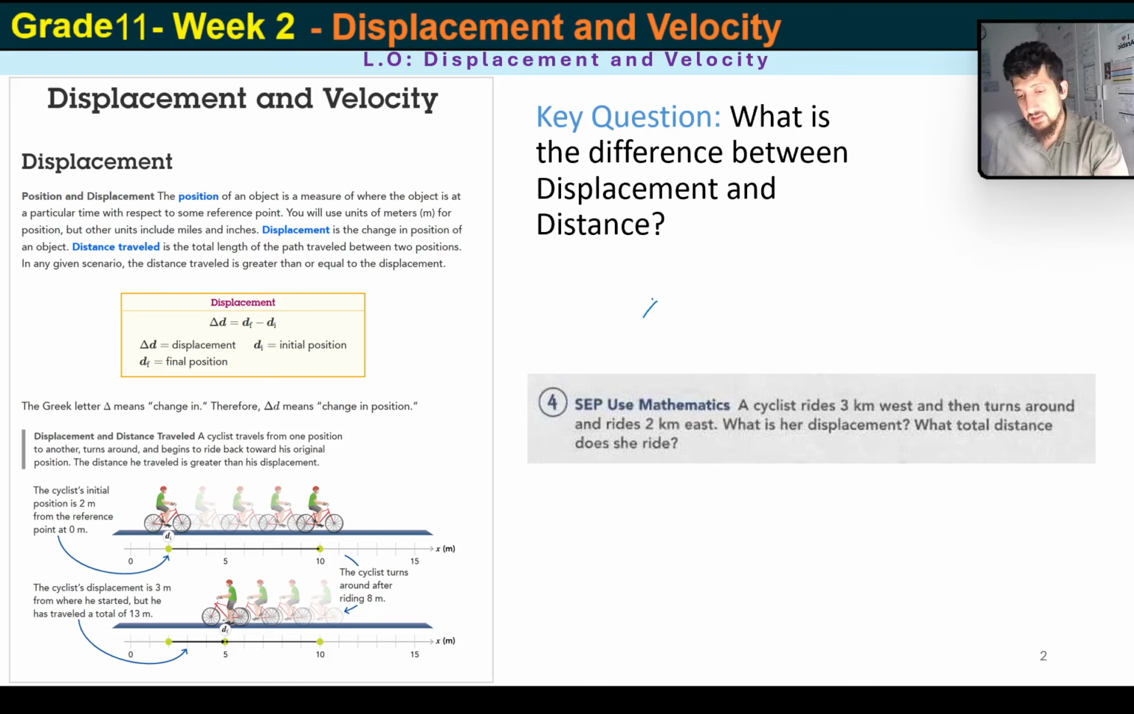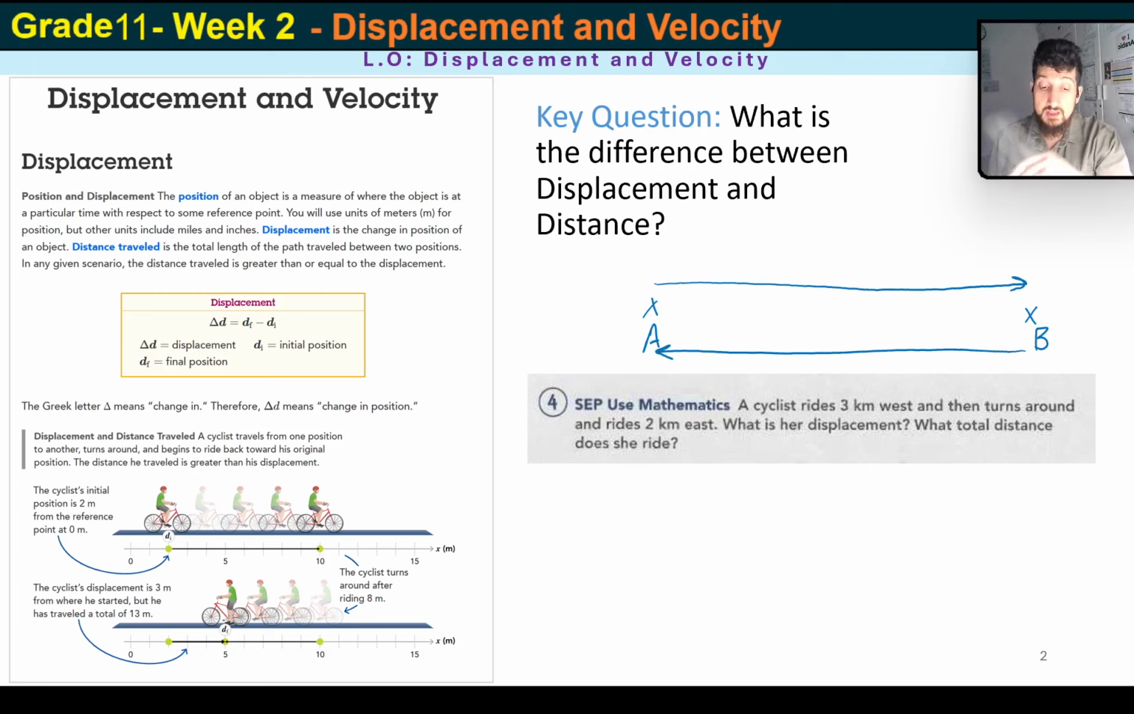Let's say here's point A, and let's say point B is over here, and a person walks from point A to point B and back again. What is their displacement? Well, they haven't changed. Their displacement is basically the difference from where they started to where they ended. So displacement is defined as change in position.